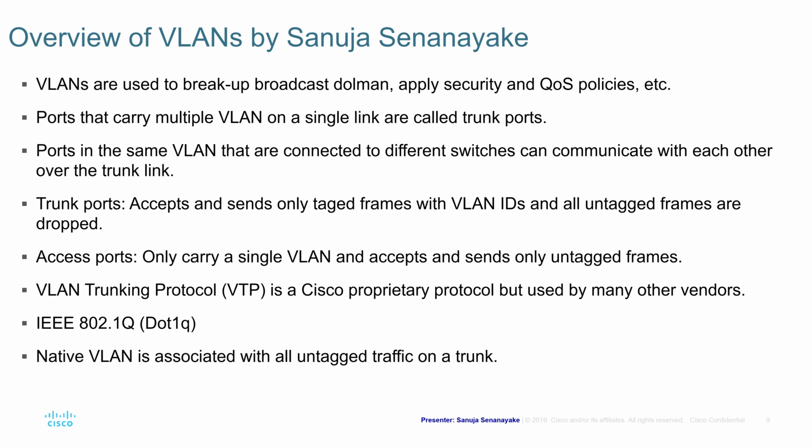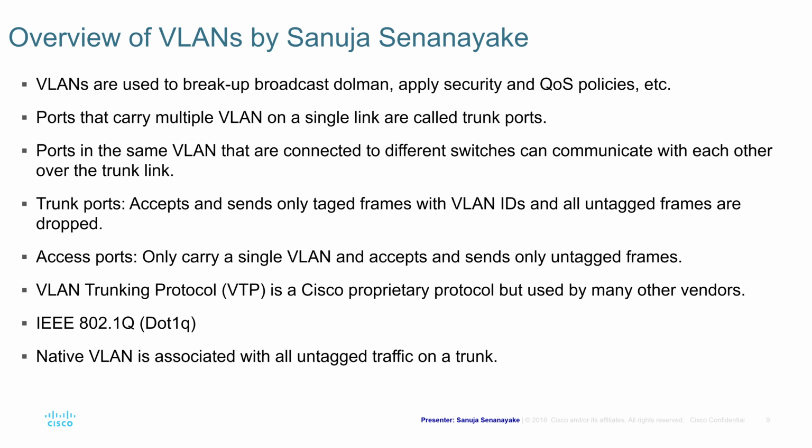Trunk ports accept and send only tagged frames with VLAN IDs, and all untagged frames are dropped, while the access ports only carry a single VLAN and accept and send only untagged frames. Typically, the end devices such as your computer have an access port, while the switches and routers may have both access ports and trunk ports.